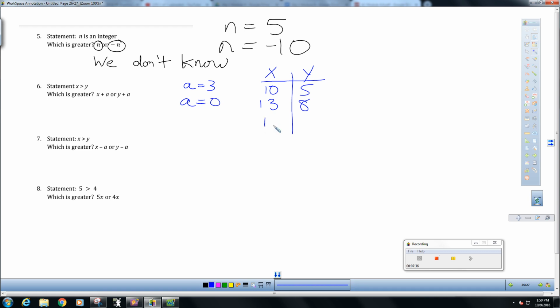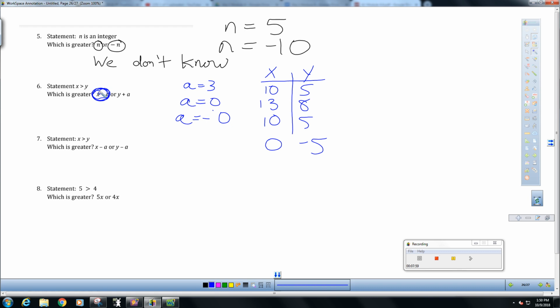What if a is negative, though, Carson? What if a is -10? You would get 0, and then -5. So which one is bigger? X plus a is always bigger. Why? Because if x started above y, and you add or subtract the same thing, x will continue to be above y. Okay?